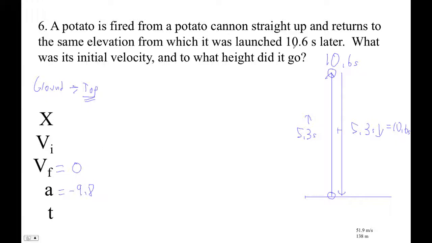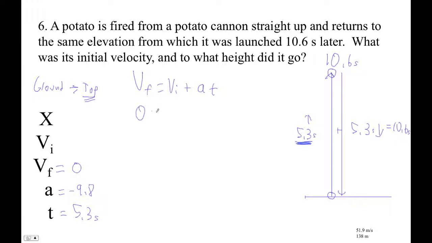And the time is not 10.6. The time is half that total time, so it's 5.3 seconds. And now we just need to find these two things. To find initial velocity, what am I going to do? I guess I'm going to use no x, right? So VF is VI plus AT.